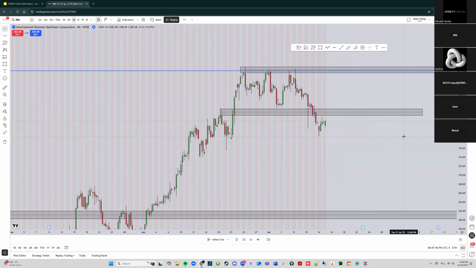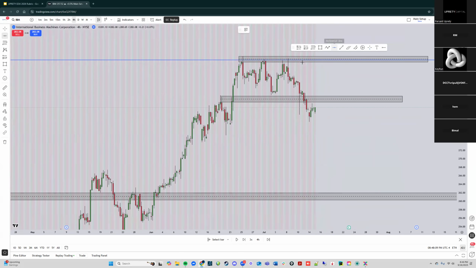So can I validate this? I can, because you guys see we held here, we're going right back up. We had a big move up, and also we have an imbalance. We have an imbalance followed by equilibrium. So this is good structure for us.